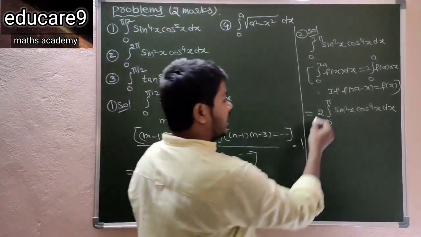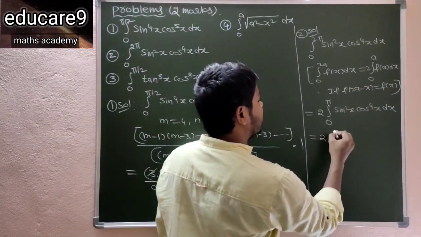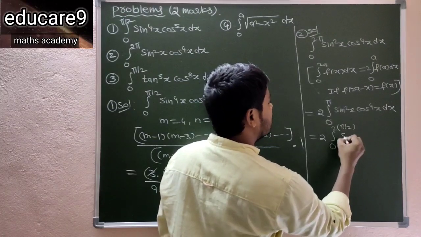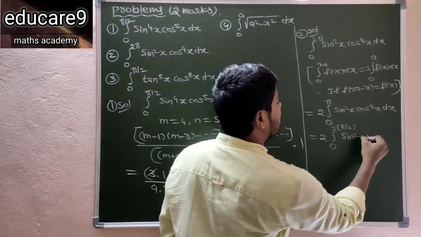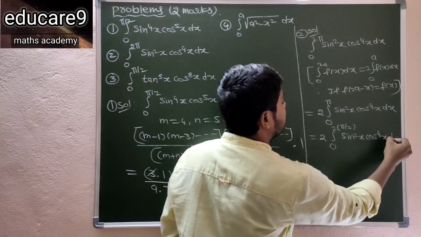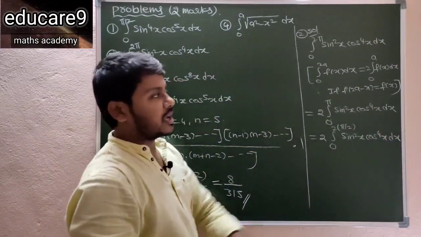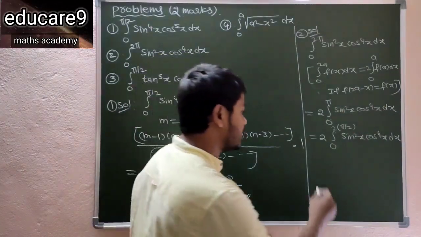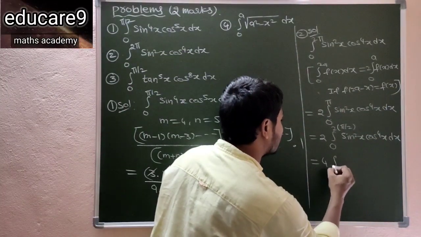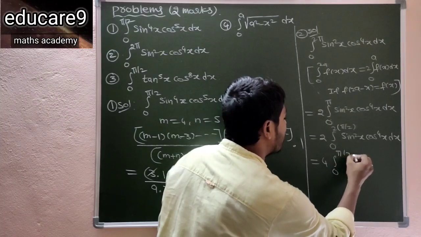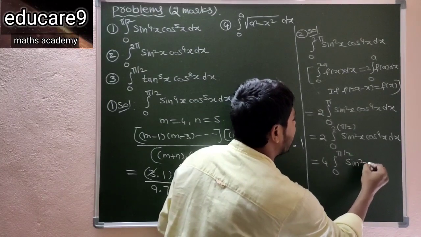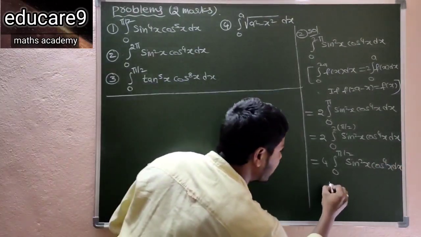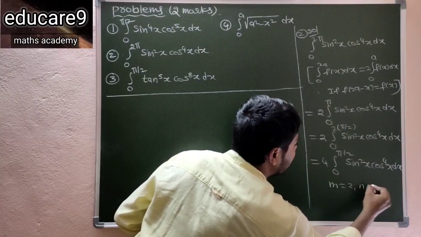Okay. So again this can be written as 2 times the integral from 0 to 2 times π/2 of sin²x cos⁴x dx. So again apply the same property, again you will get f(2a − x) is f(x). So this can be written as 4 times the integral from 0 to π/2 of sin²x cos⁴x dx. Now see here clearly m is equal to 2, n is equal to 4.